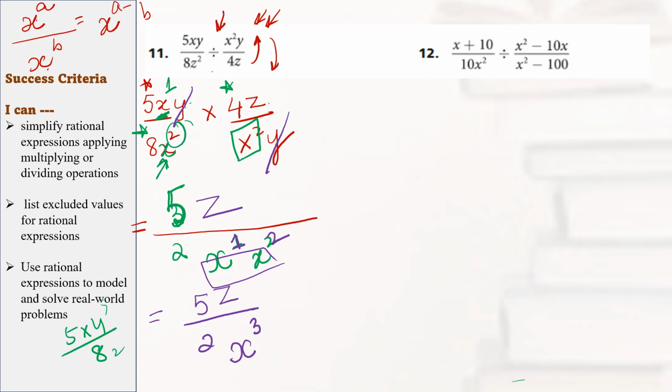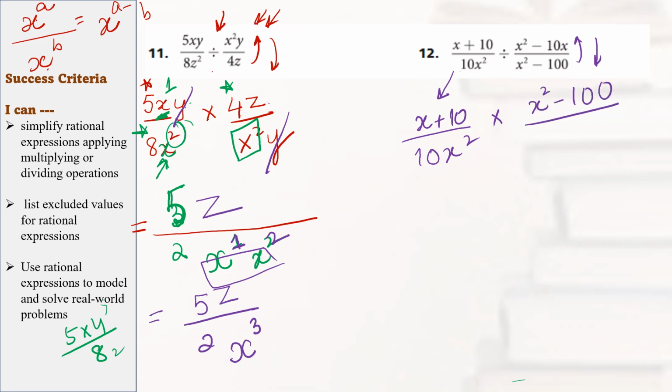That's all. So let's try to solve this question first, number 12. x plus 10 is a normal linear expression, so write it as it is. The next is 10x square, write it as it is. Divide changes into multiply, and now we will flip the expression, which means x square minus 100 you will write on the top, and at the bottom x square minus 10x.